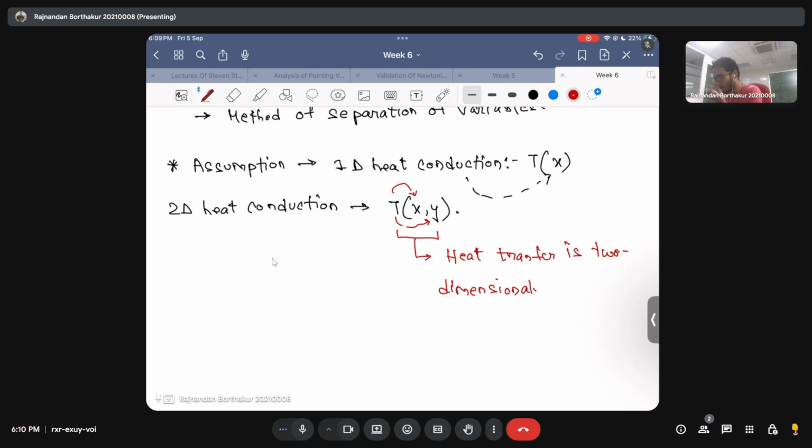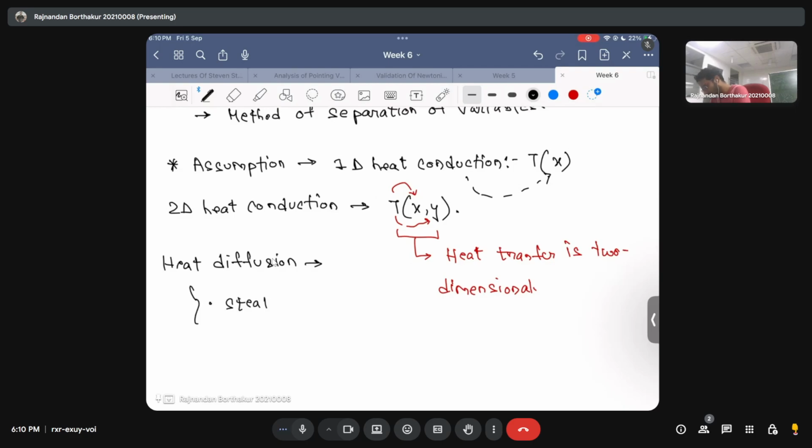But in 2D heat transfer, as you know, the temperature profile is a function of x and y. So the governing equation, which is the heat diffusion equation, let's say I'm writing the heat diffusion equation assuming that it's steady state and there is no heat generation.